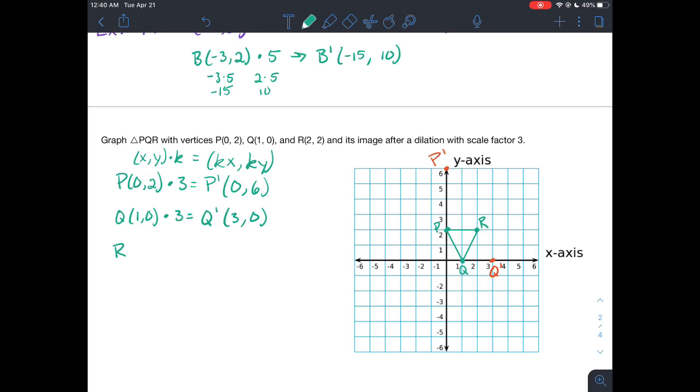And then the last point R is going to be at 2, 2. So just multiply each of those coordinates by the scale factor 3. Well, 2 times 3 is 6. 2 times 3 is 6. So R prime is at 6, 6.